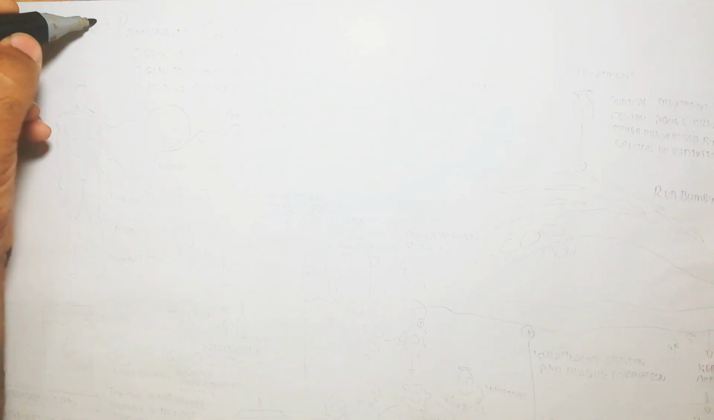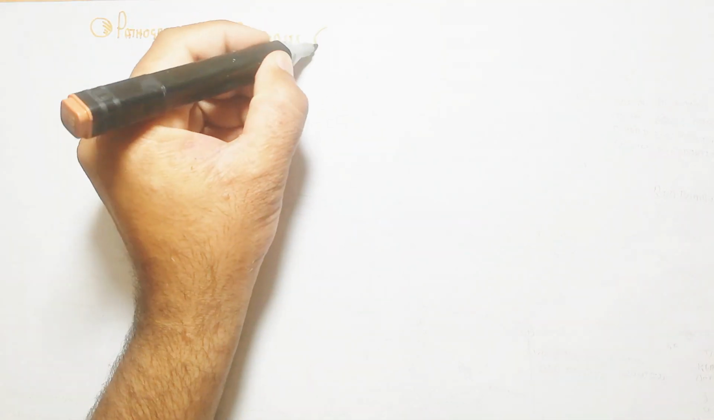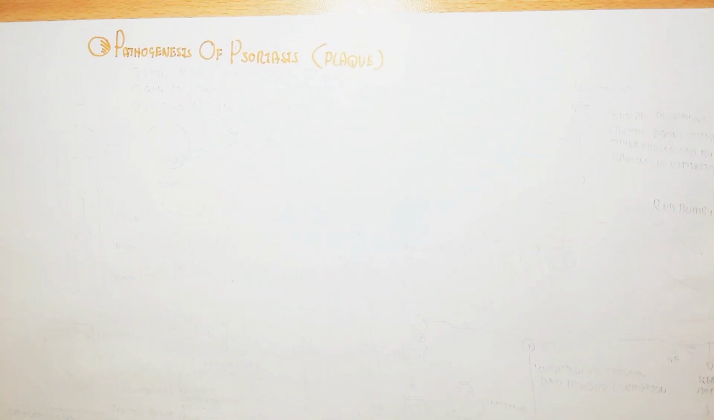So, psoriasis is plaque formation on the skin, and it is due to an allergic reaction. Remember, it is inflammation of the skin. So, let's understand the whole story about psoriasis.